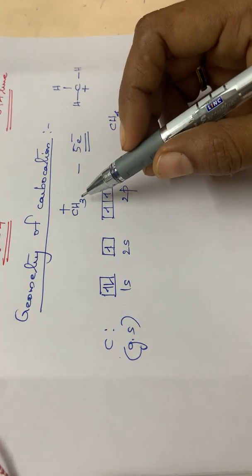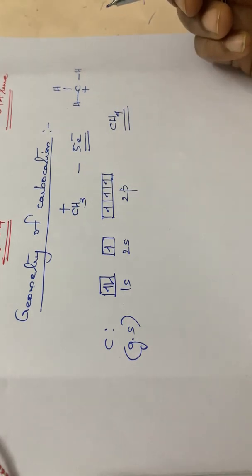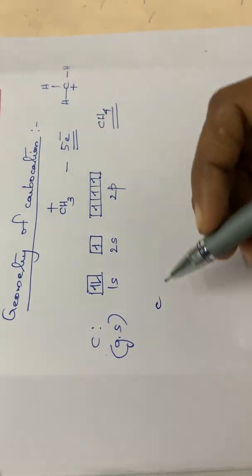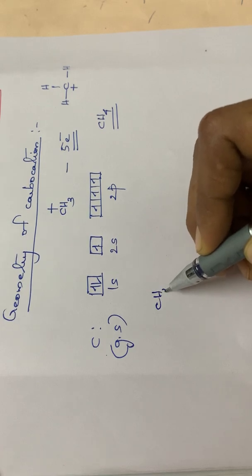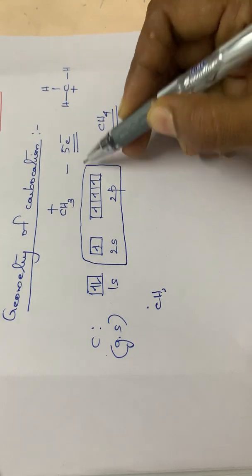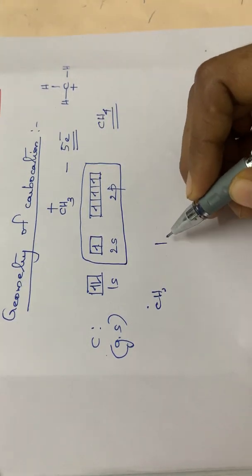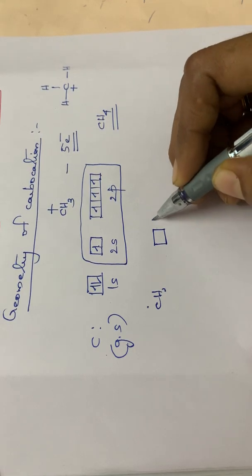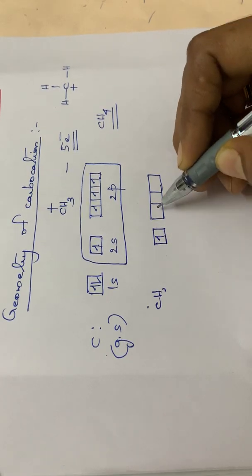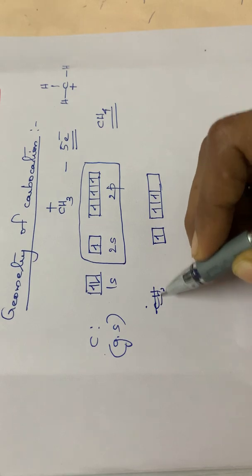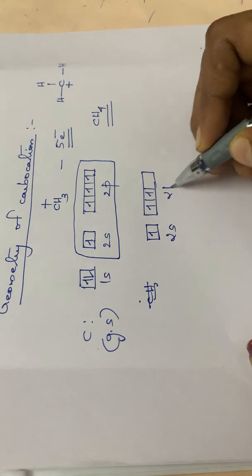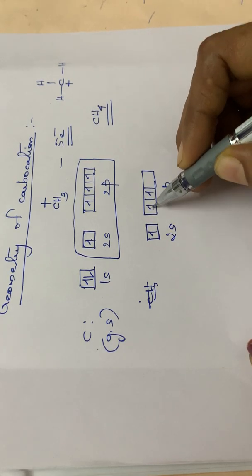So here we are discussing the geometry of the methyl carbocation CH3 plus, and it is electron deficient. So we can draw the geometry of this carbocation, C plus. We can write like this. It is electron deficient, so we have to consider only the valence shell, that is 2s and 2p. So 2s will be having 1 electron and 2p will be having 2 electrons.